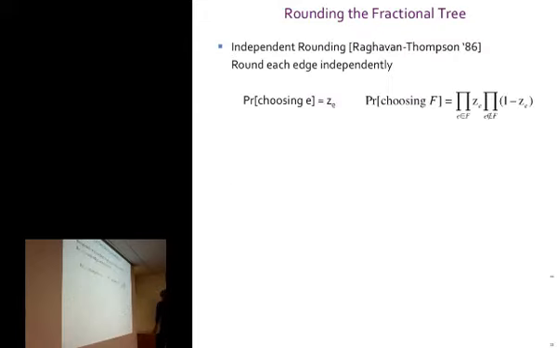Okay, so let's start with a simple rounding. Let's try the independent rounding of Raghavan and Thompson. So what do they say? They say let's round each edge independently. So for each edge, I'm going to toss a coin. With probability z_e, I'm going to set it to be 1. With probability 1 minus z_e, I'm going to set it to be 0. Very simple. So this way, the probability of choosing a subset F would be the product of z_e for edges inside F, and 1 minus z_e for edges outside.